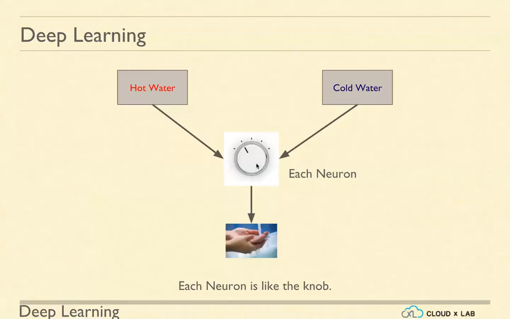So the human brain is made up of millions and billions of neurons, and the individual knob is actually a very simple unit. An individual neuron is a very simple unit. An individual neuron is a very dumb unit. All it does is, based on the output during training, keep tweaking this knob.